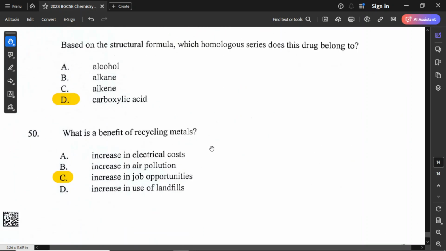Last question. They said, what is a benefit of recycling metals? Recycling metals increases job opportunities. It will not necessarily increase electrical costs. It will not increase air pollution, and it is not going to increase the use of landfills, of course. So definitely it creates some jobs, depending on what you're using the metals to do.